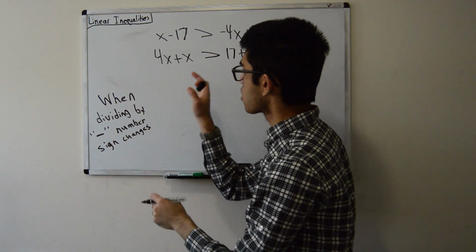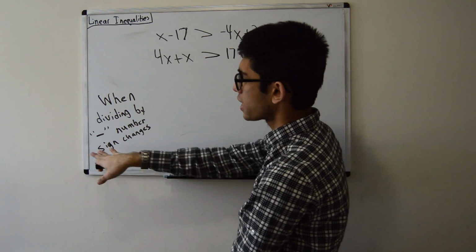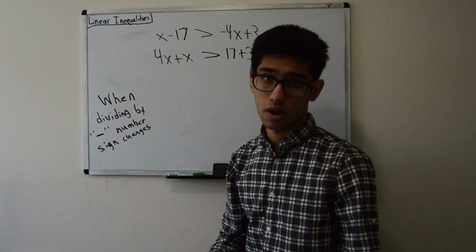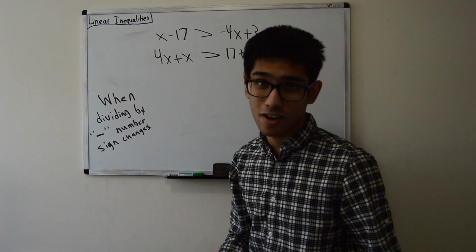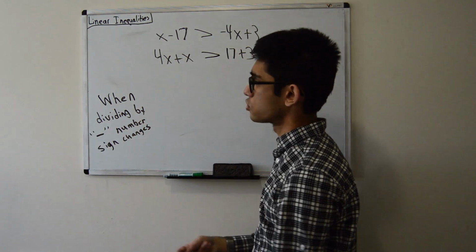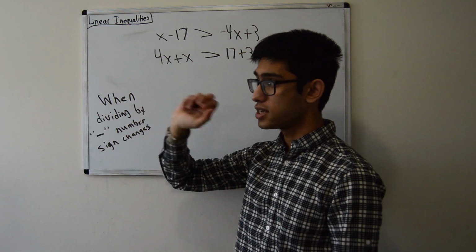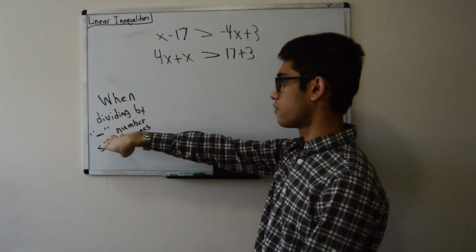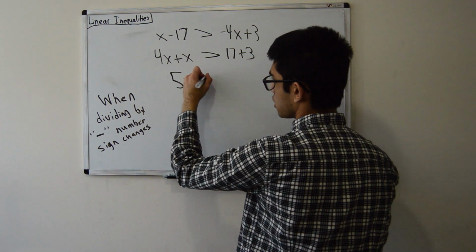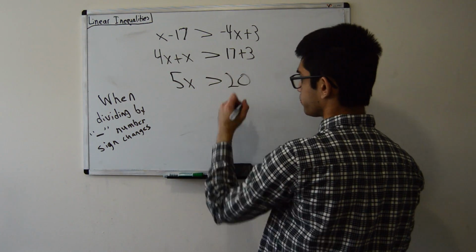Again, quick reminder, nothing happens to the sign unless I'm dividing by a negative number. Did I divide by a negative number so far? Well, I don't think I did. And yes, I did not divide by any negative numbers so far. So the sign stays the same. So just treat it as an equality until or if you divide by a negative number. So let's go ahead and do this. So 5x is greater than 20, right?